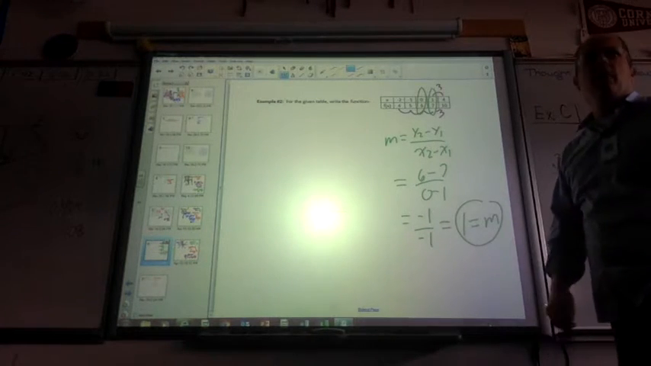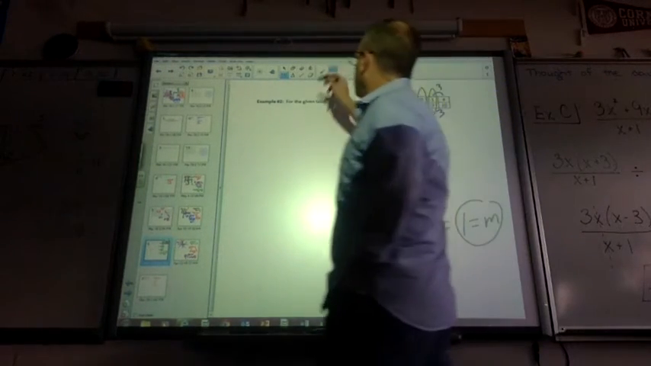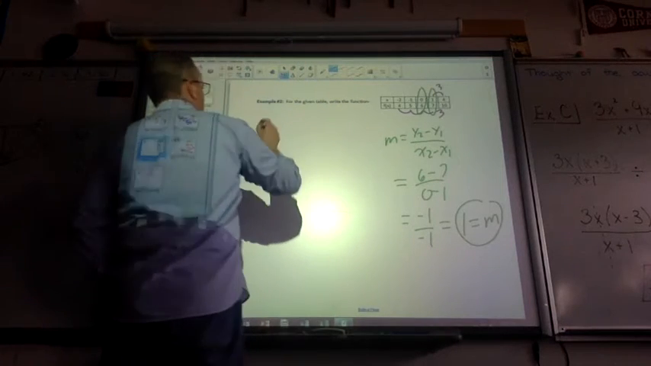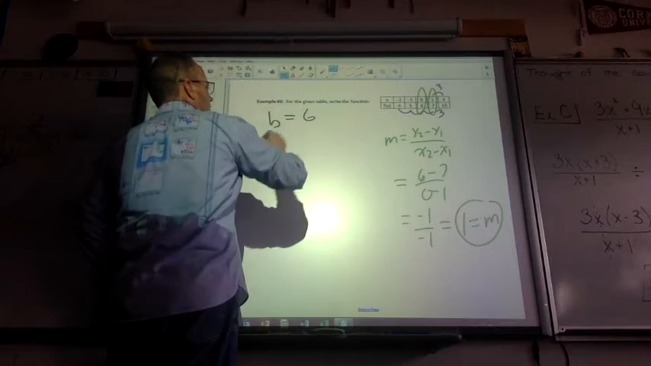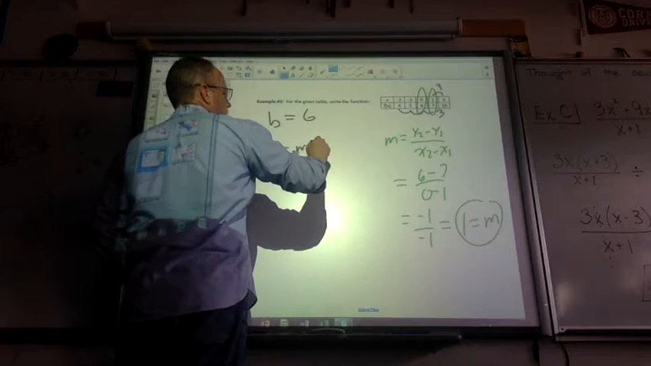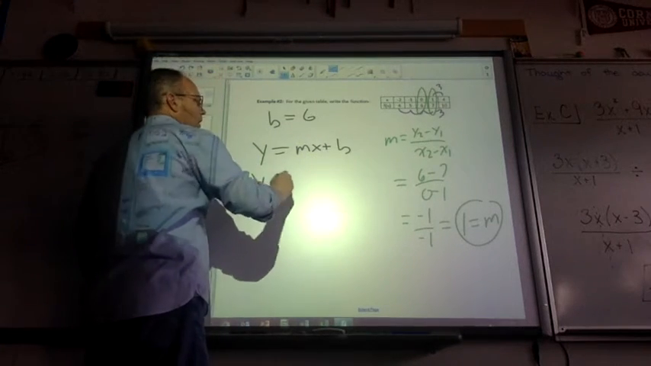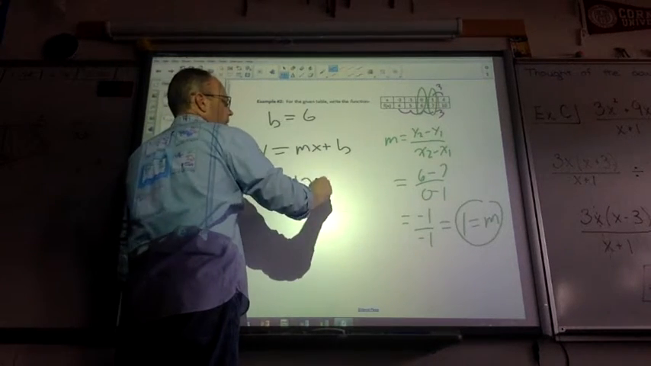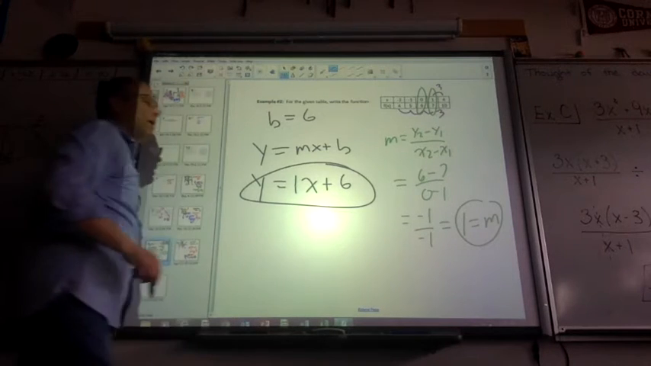I believe I found my y-intercept already, which is what? 0, 6, so my b value has to be 6. So if I use y equals mx plus b, I just found m to be 1. I know b to be 6. There's my linear equation.